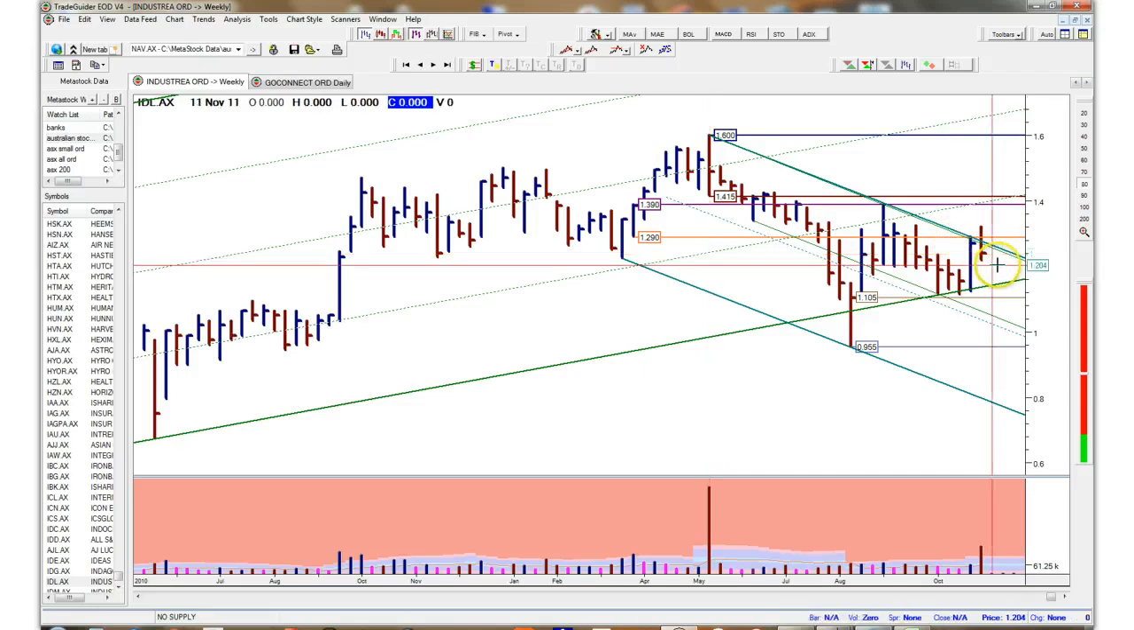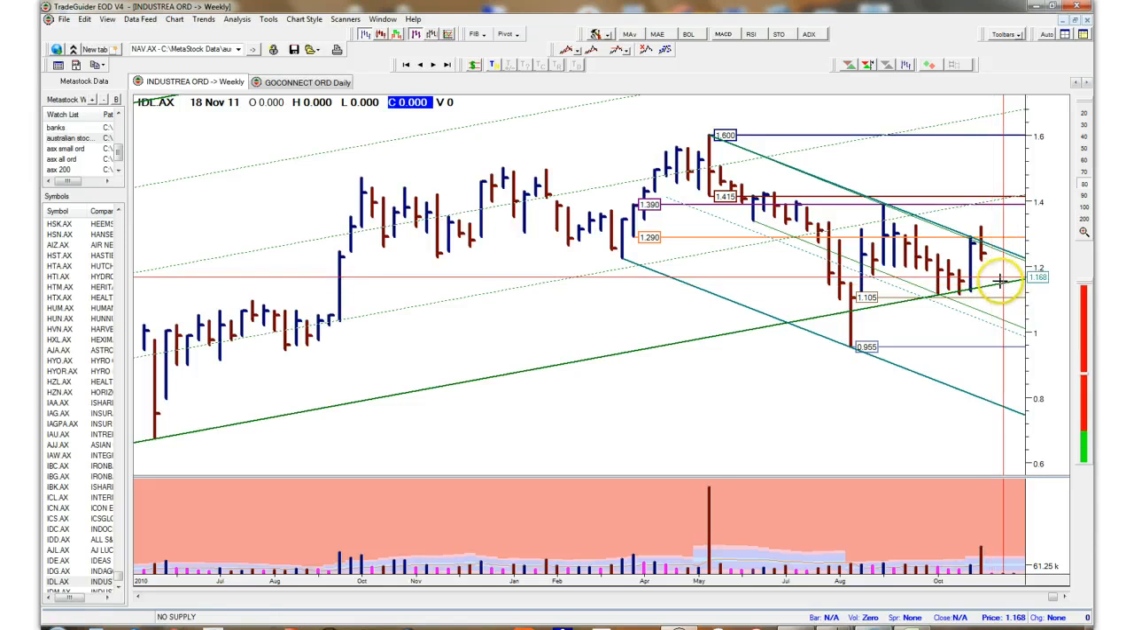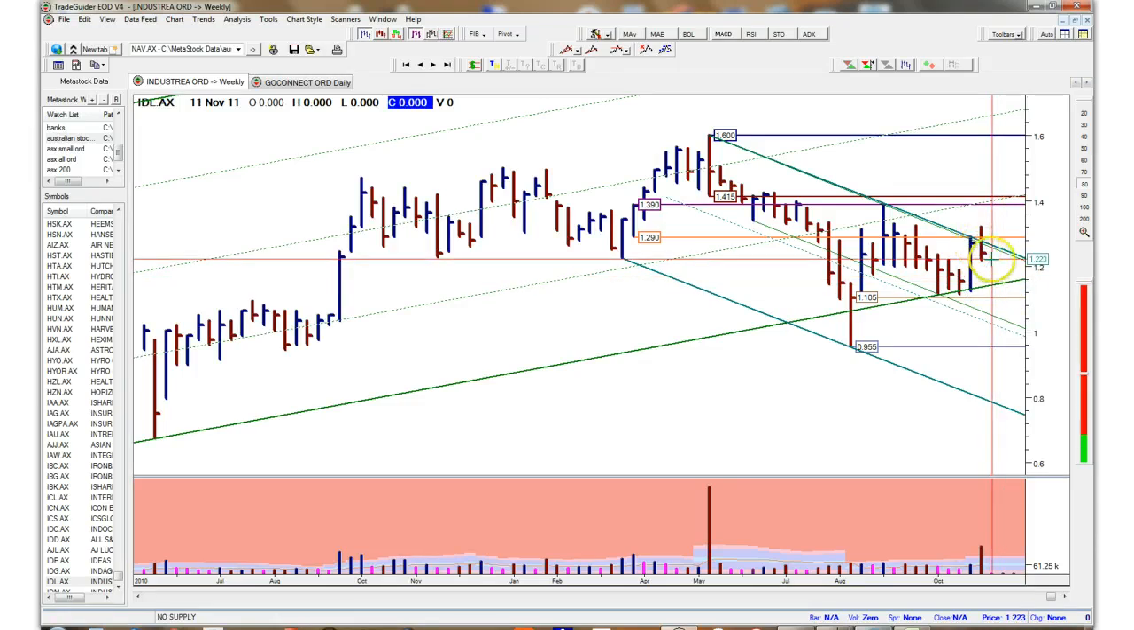I would expect that to drop lower this week, and then if we see some testing straight away, that would be good. But we are at the top of the channel now, so probably not the best place to be going long right now.